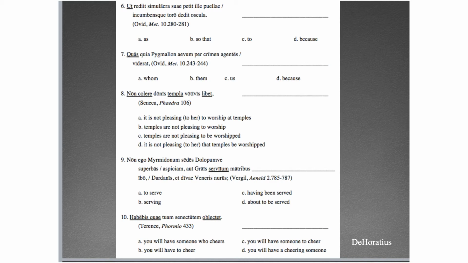Couple more. All right, I'll do number 9. So, non ego myrmidonum sedes de lopum ve superbas aspiciam aut graiis servitum matribus ibo dardanis et divi veneris norus. All right, so servitum is our supine. It's in the accusative, of course. That means purpose. There's my verb of motion. All right, and so to serve is my purpose.